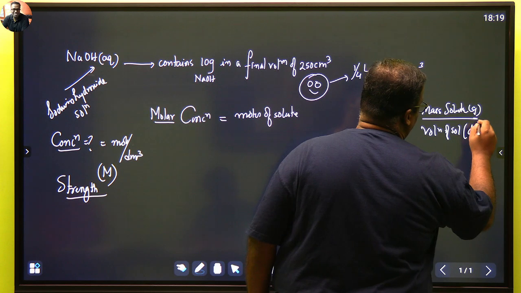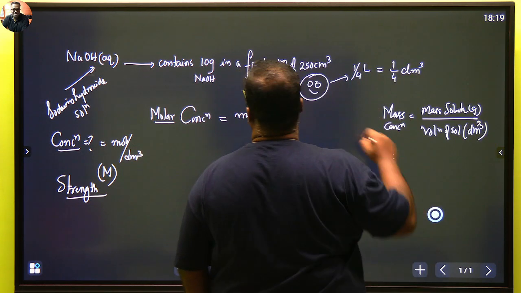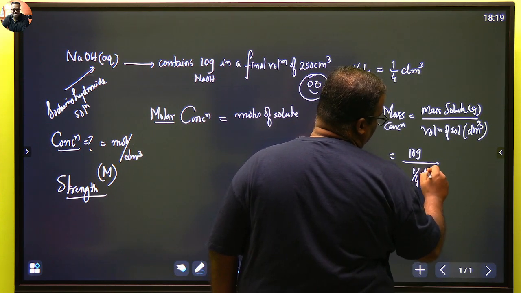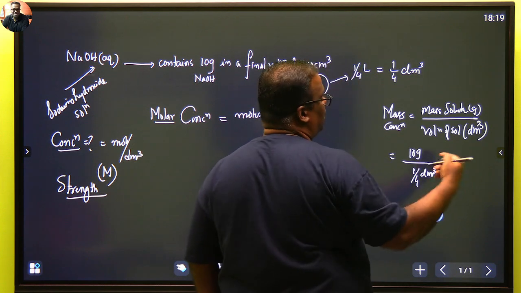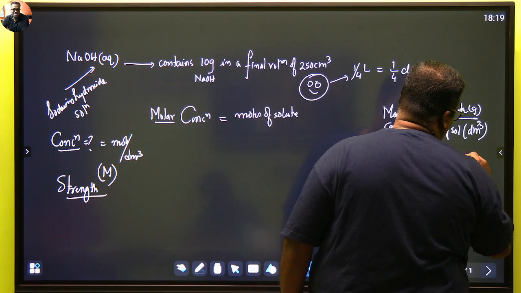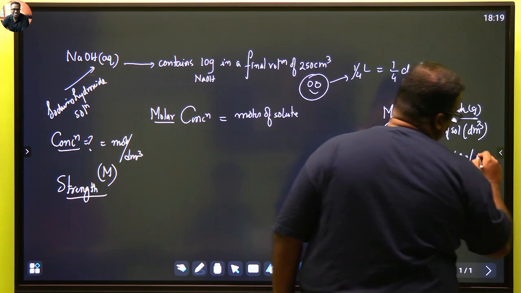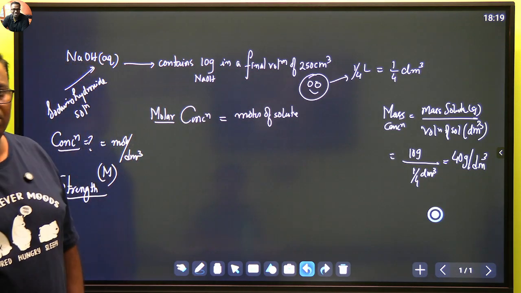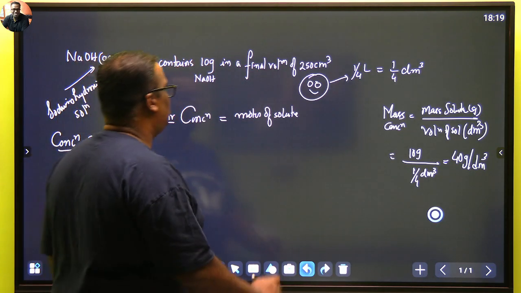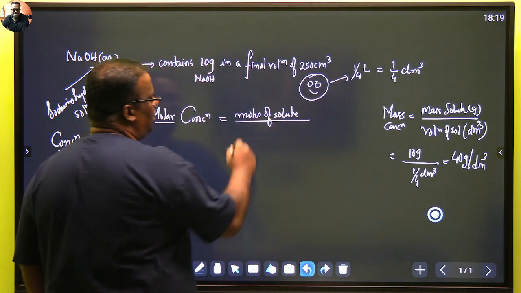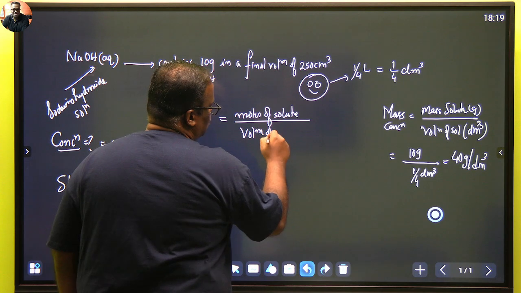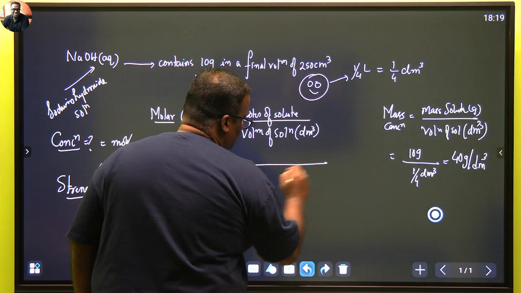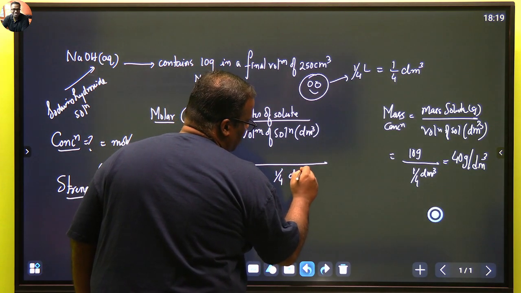Volume of solution in dm cube. Let's calculate mass concentration first. The mass of the solute is 10 grams. 10 grams divided by 1/4 dm cube, how much does it become? 10 divided by 1/4 becomes 40 grams per dm cube, which is the strength of the solution, or mass concentration. Now what are we going to find out? Molar concentration. Molar concentration is moles of solute over volume of solution in dm cube. The volume of solution is 1/4 dm cube.